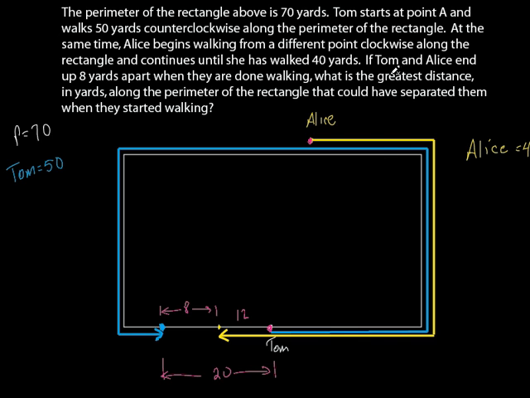And what are we trying to find? It says if Tom and Alice end up being, what's the greatest distance along the perimeter that could have separated them when they started walking? I had an explanation here. I know what numbers to put in, but let me think.